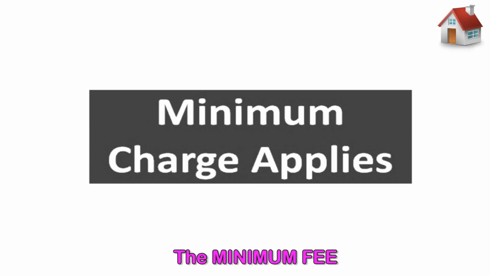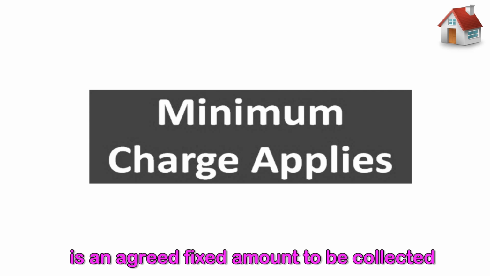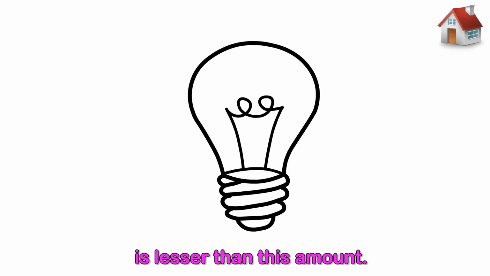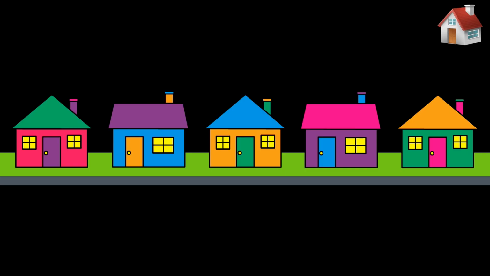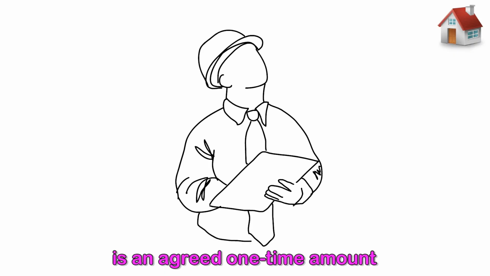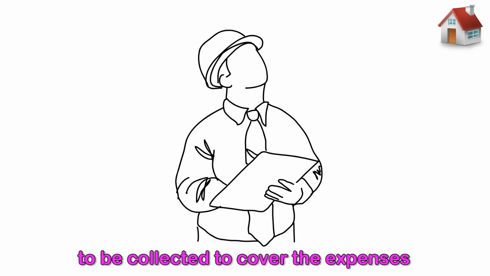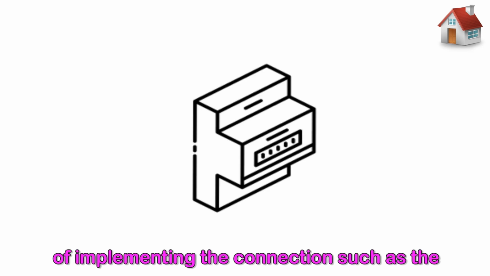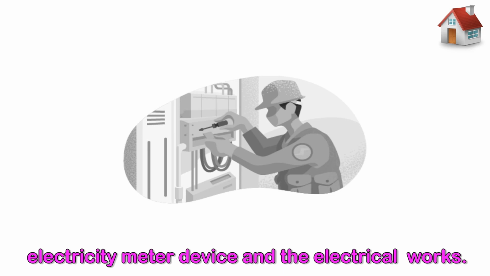The minimum fee is an agreed fixed amount to be collected if ever the actual consumption is lesser than this amount. The connection fee is an agreed one-time amount to be collected to cover the expenses of implementing the connection, such as the electricity meter device and the electrical works.